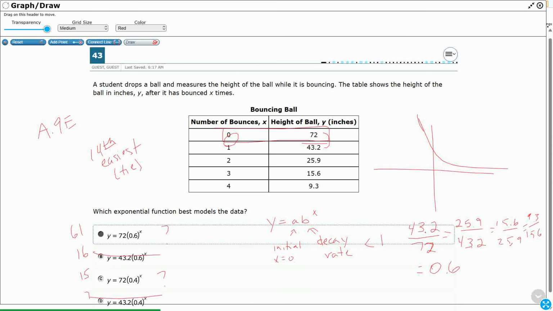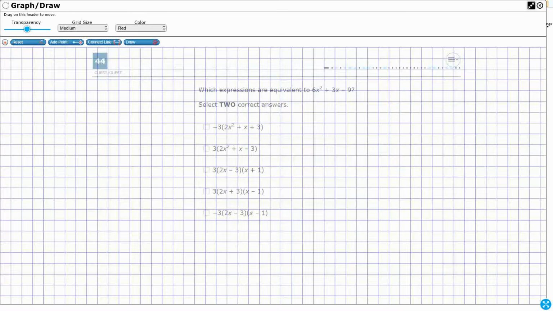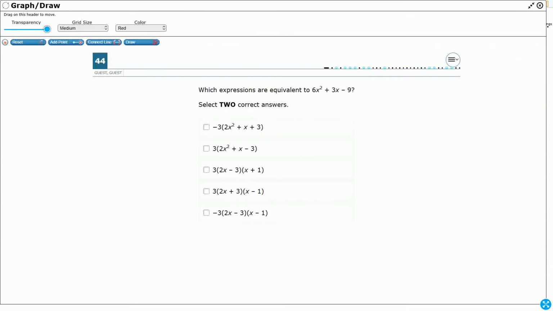item on the test. Next, for number 44, we are looking at factoring trinomials. This is A.10e. And we have to find two expressions that are equivalent to what we have here already. And so we simply need to use our factoring skills. And so one thing we should notice is that look at all of our terms here. They can all be divided by 3. So let's go ahead and factor a 3 out of each of these.